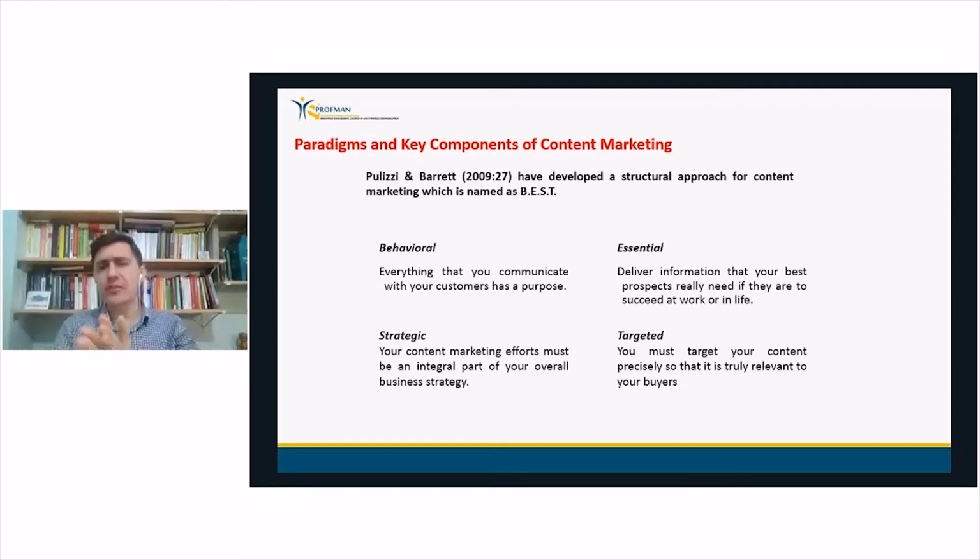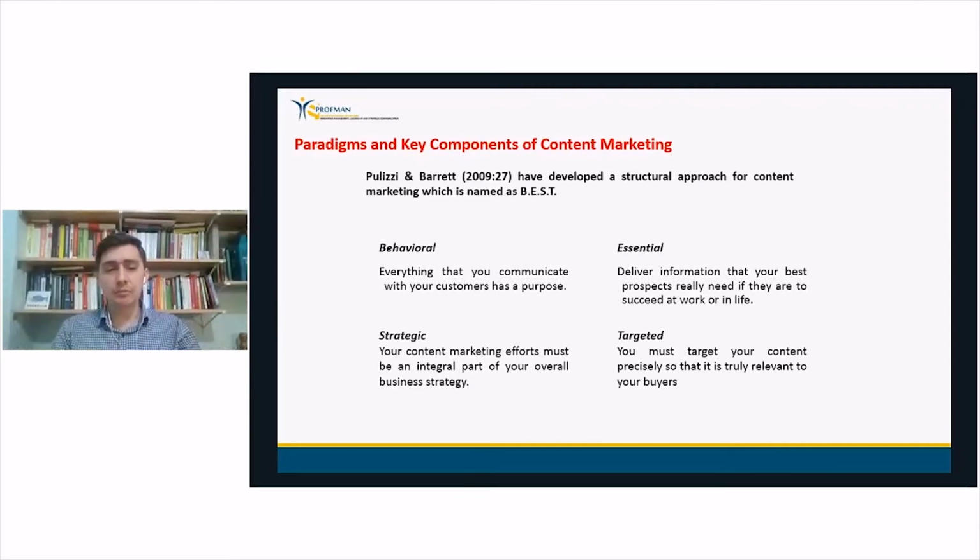Besides the aforementioned process of content marketing, I would like to share a perspective of Pulizzi and Barrett. They reveal the paradigms of content marketing with their own unique formula. And I can say that this is one of the important formulas in content marketing. Pulizzi and Barrett have developed a structural approach for content marketing, which is named BEST. Elements of the formula especially underline the importance of relatedness of content to the target audience, because, as you can guess, if you distribute a lot of unrelated content to your target audience, the success rate will decrease dramatically.